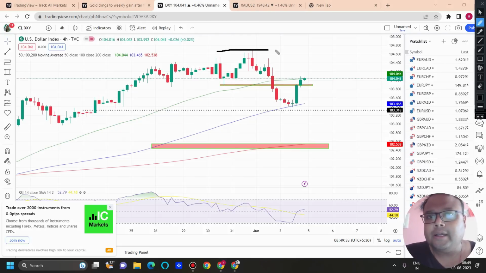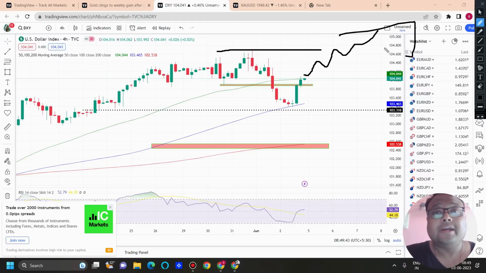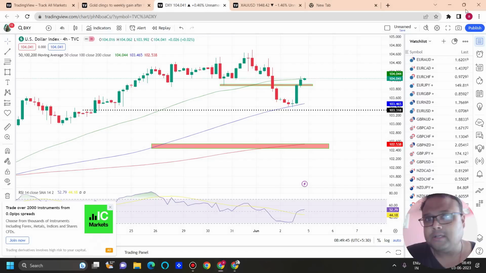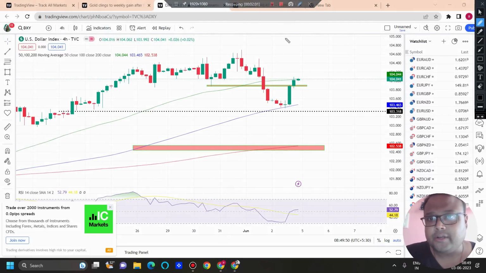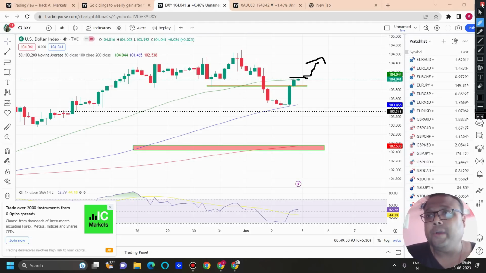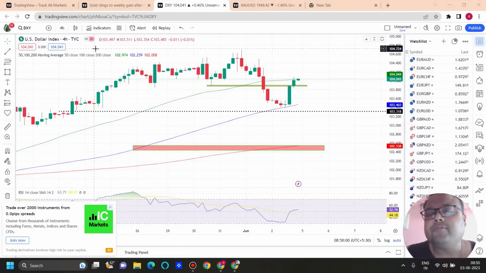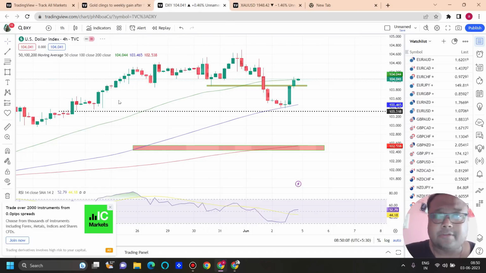The next stop for DXY is the previous high. And if the trend continues, then obviously in this market condition we will get to see a trend continuation as well. So right after the market opening, you need to observe how DXY is responding, and there's a high chance that DXY will continue the uptrend and we will get to see weakness on gold. In case right after the market opening you see DXY coming down, do not consider it as a trend reversal. It will just be a retracement or correction.